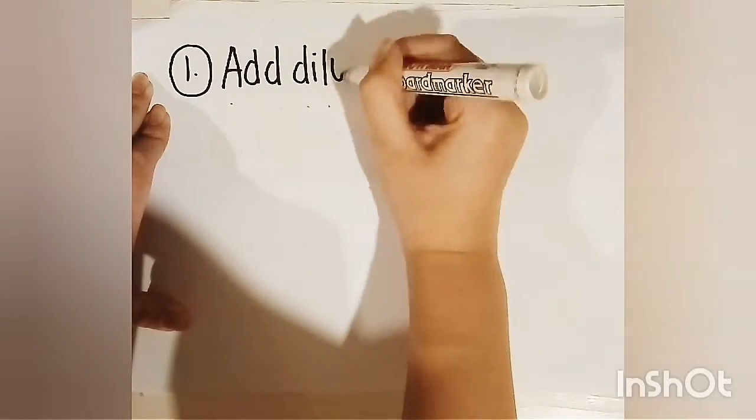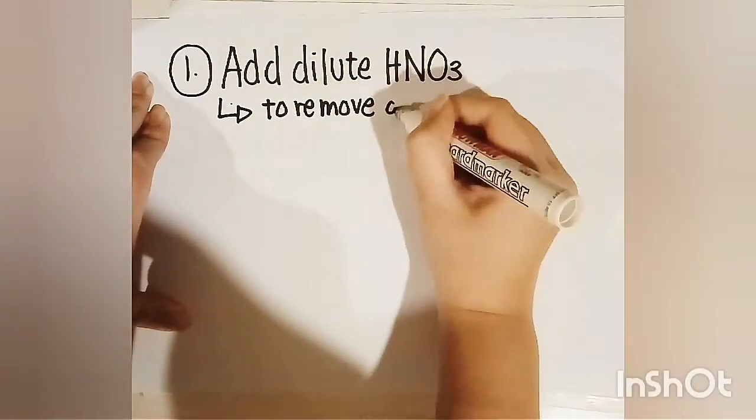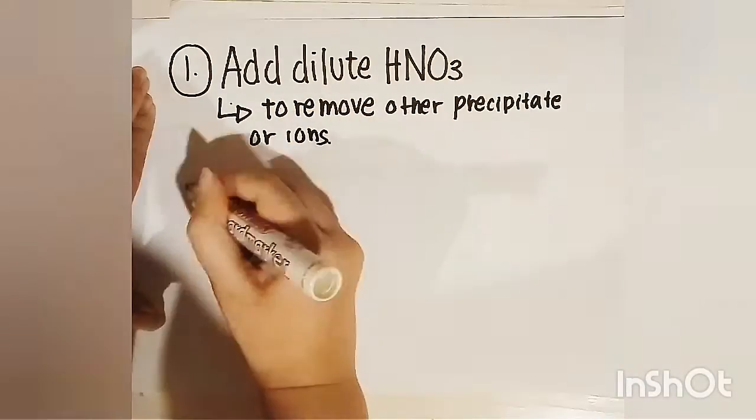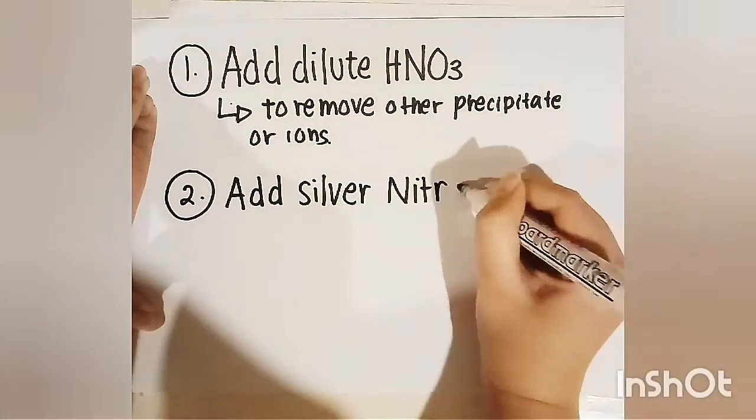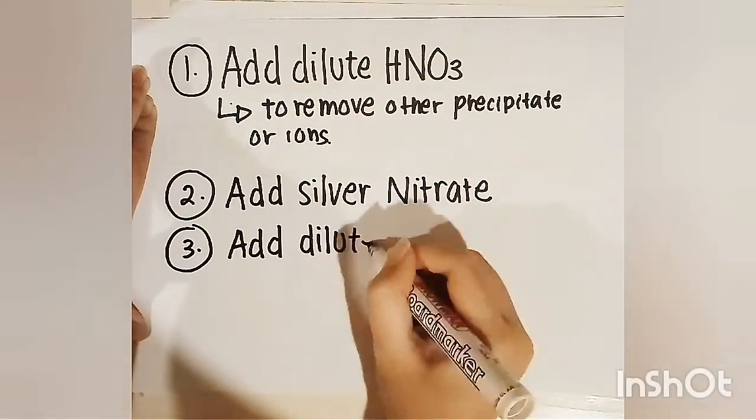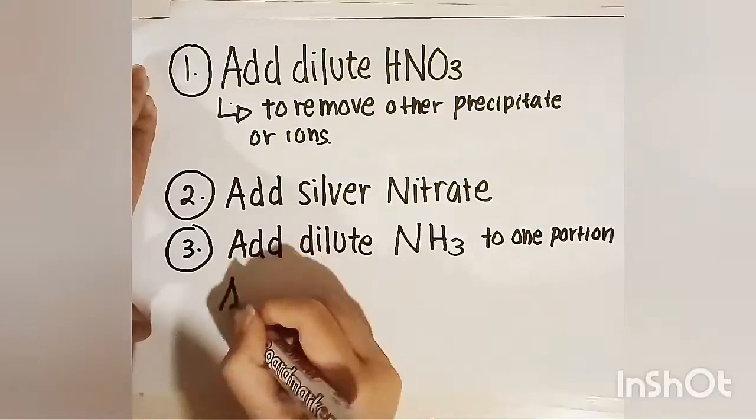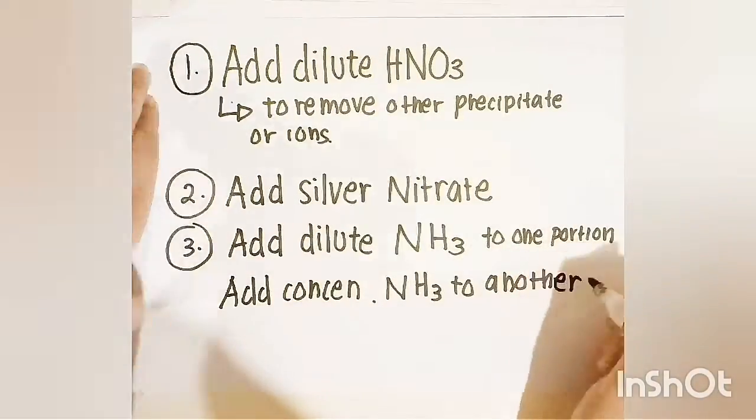Testing for halide ions. The solution is first acidified by adding dilute nitric acid. This reacts with and removes lingering ions. Add silver nitrate, then divide it into two portions. Add dilute ammonia to the first portion, while the other receives concentrated ammonia.